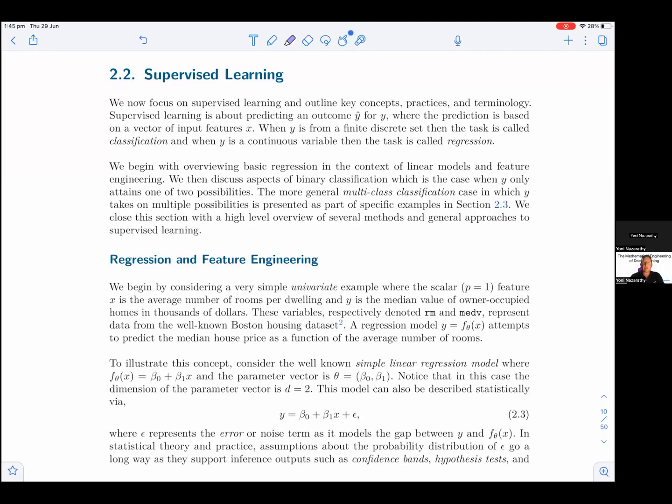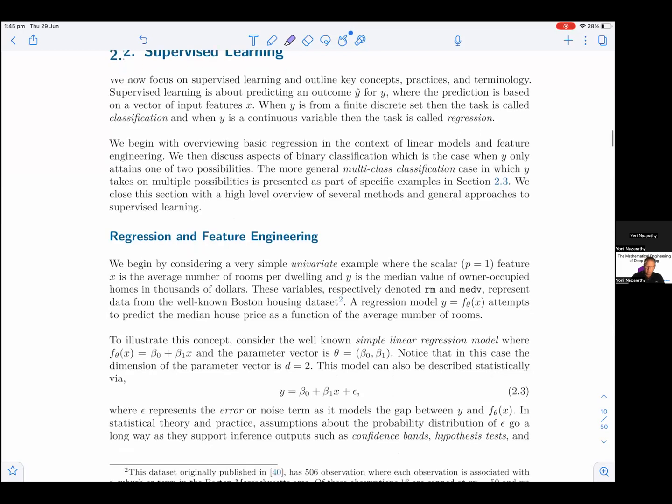Section 2.2, Supervised Learning. We now focus on supervised learning and outline key concepts, practices, and terminology. Supervised learning is about predicting an outcome y hat for y, where the prediction is based on a vector of input features, x. When y is from a finite discrete set, then the task is called classification. And when y is continuous, then the task is called regression.